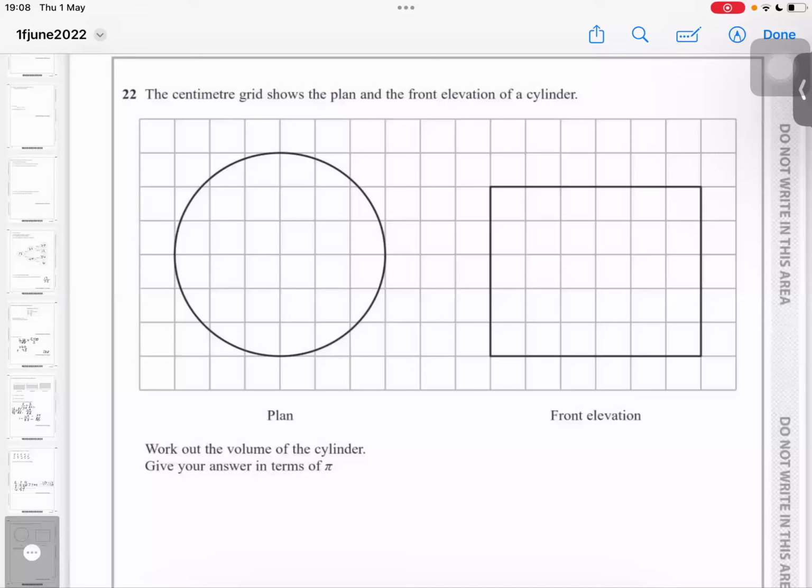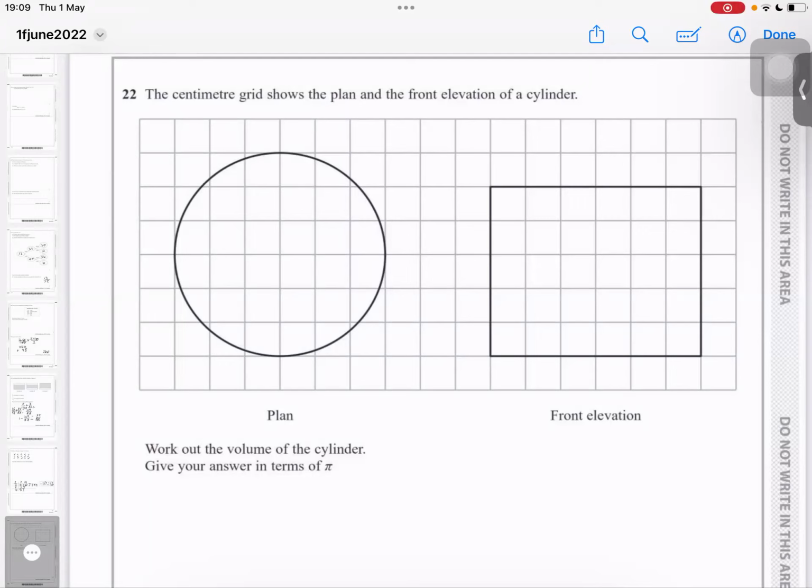All right. Okay, it says here the centimeter grid shows the plan and the front elevation of a cylinder. Okay, the plan and then the front elevation. I think I understand it. The front elevation is like you're looking at it from the side. It says, work out the volume of the cylinder. Give your answer in terms of pi.